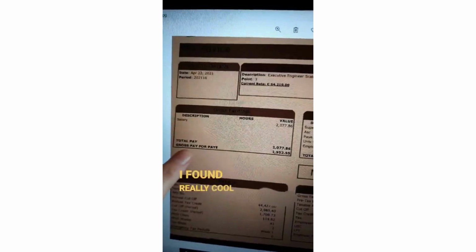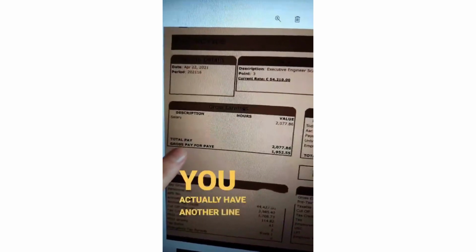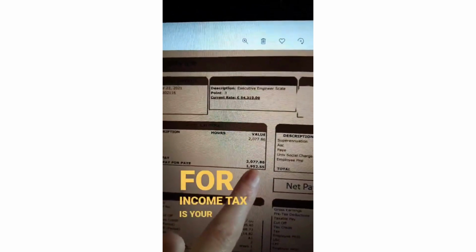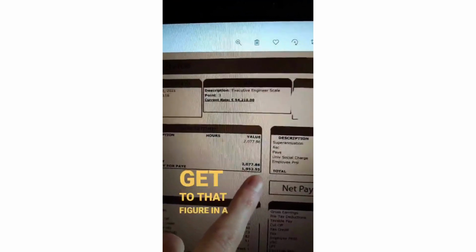Something I found really cool on this payslip is underneath your gross pay, you actually have another line saying gross pay for PAYE for income tax is your 1952, which is really handy, but I'll show you how they get to that figure in a sec.